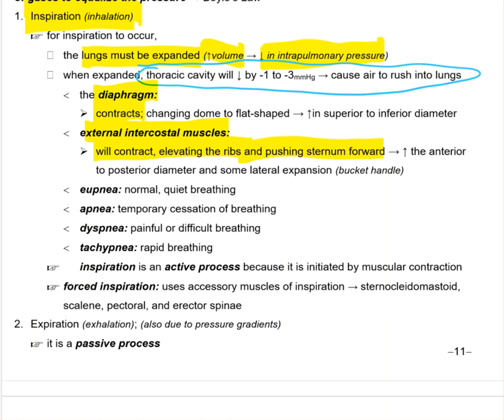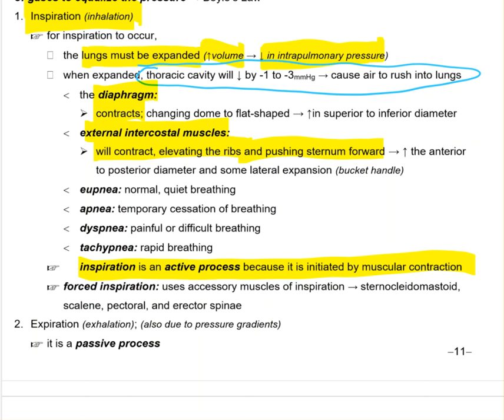Inspiration is active, and this is because it's initiated by muscle contraction, and things that are active need ATP, right? So this is something that we have to generate ATP in order to move our muscles to allow air in.